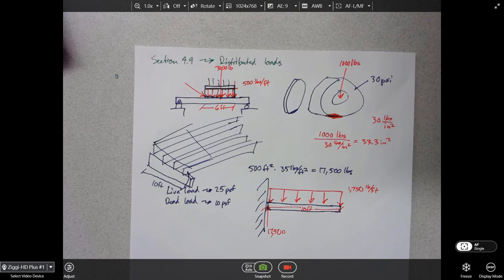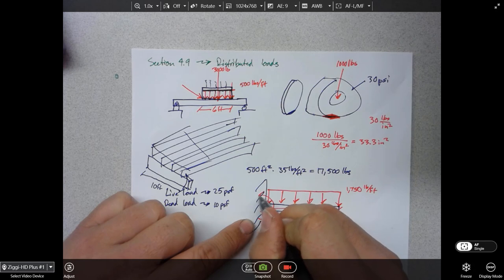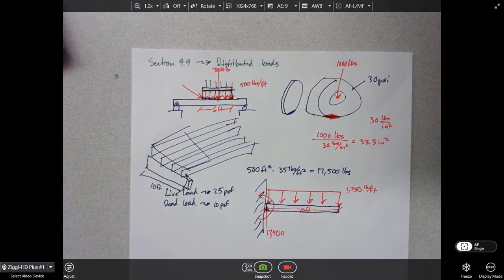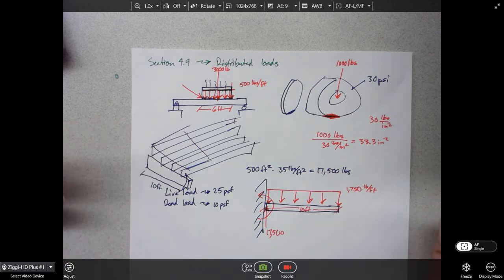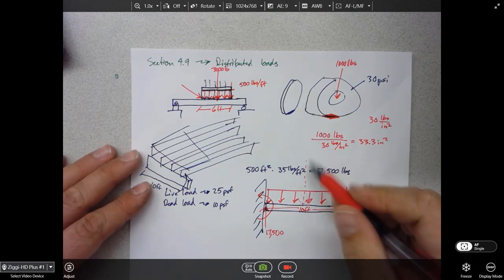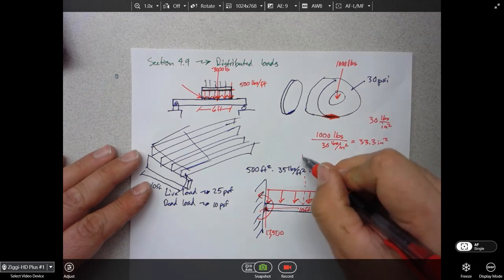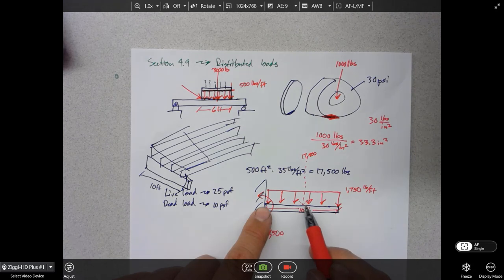Okay. What about the moment that we would need to counteract? How could we figure out what the moment would be? Okay, Josh says, let's simplify it into maybe just one force, right? Where should we put the one force, though? Smack dab in the middle. And Josh is right. Okay? We will simplify this into one force that has a magnitude of 17,500 that's right in the middle.